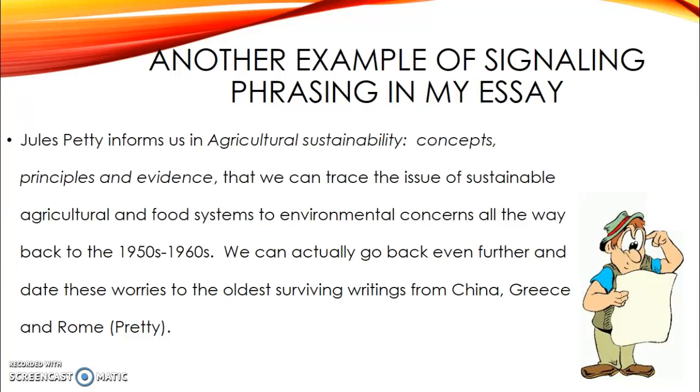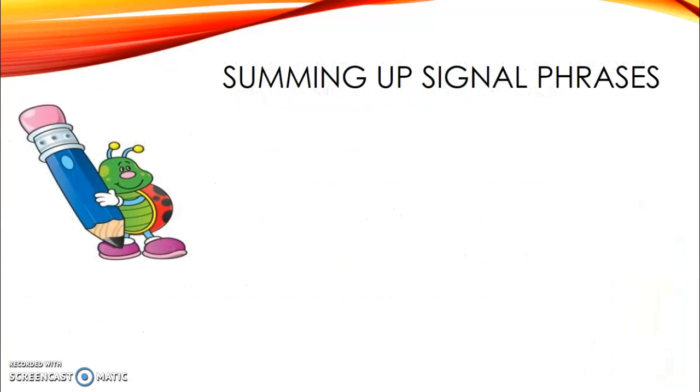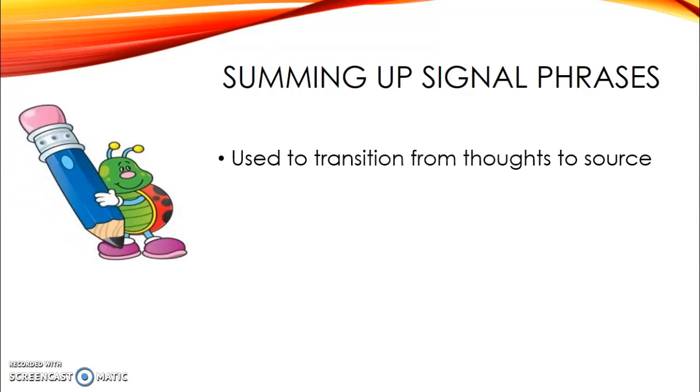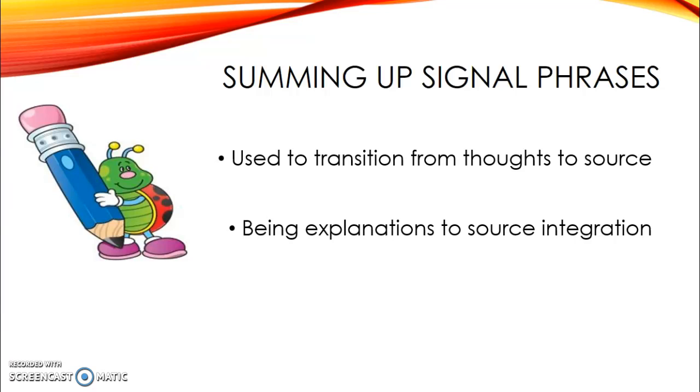To sum up, signal phrases are used to transition from your thoughts to a source. So, if you are developing a strong argument and you need evidence to back up the argument, you'll use a signal phrase to transition into a source. They are also explanations to source integration.